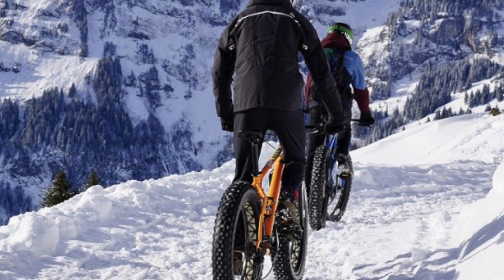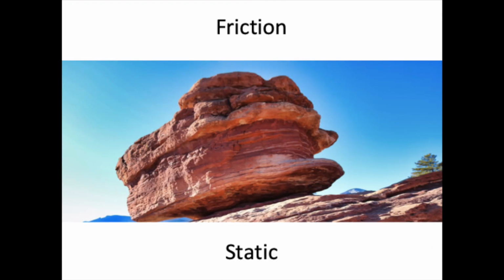Now, unlike the prior two types of friction, static friction is what keeps something in place. It keeps it from moving. So the rock actually has friction between itself and the earth, and therefore it's not moving.